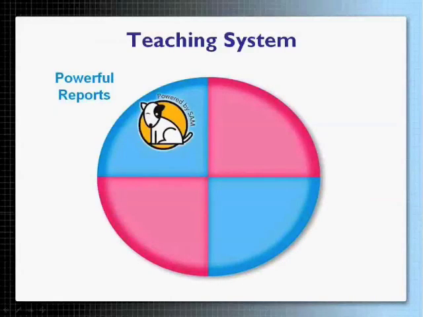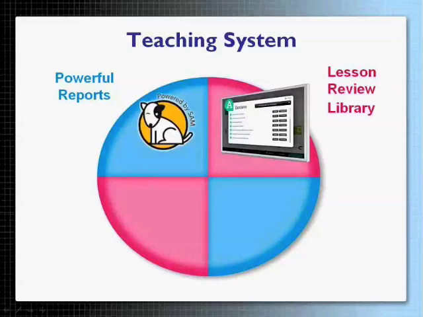Okay, I want to talk about the teaching system within fractionation. Just like FASTT, it is on the Scholastic Achievement Manager, and we can produce powerful reports. There are 8 actionable reports that range from the student all the way up to the district level. There's something called the Lesson Review Library, which really helps teachers be able to look into the program.